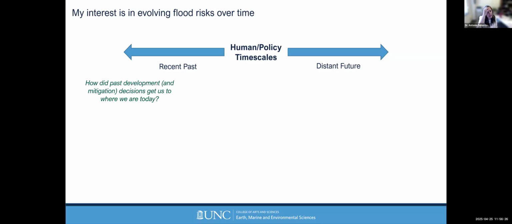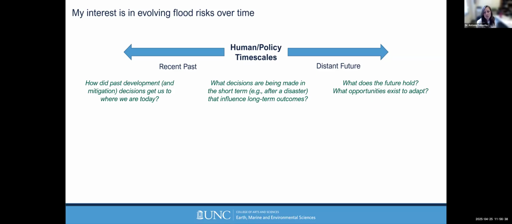And I ask questions like, how did past development and mitigation decisions get us to where we are today? What types of decisions are being made in the short term, for example, after a disaster, that might influence long-term outcomes? And what does the future hold, or what opportunities are there to adapt? I find these questions particularly interesting in the context of compound flooding because compound floods impact coastal areas where much of the world's population lives. And when those are urban, those are really dense areas that can be impacted by a lot of rapidly changing things. My lab uses everything from data analysis to computational high performance computing to answer questions like this.